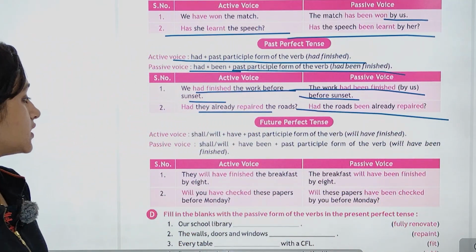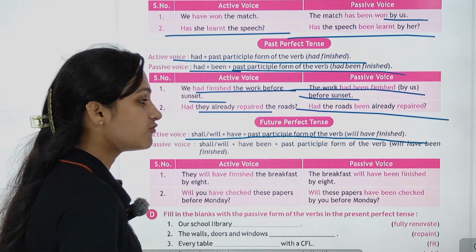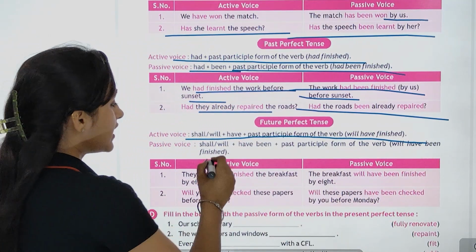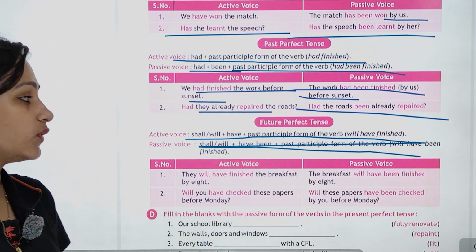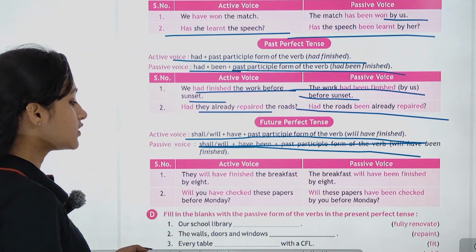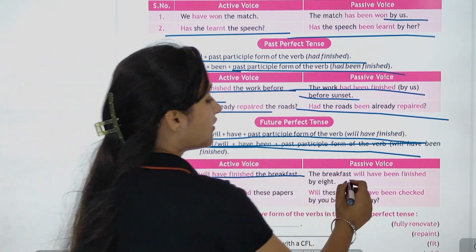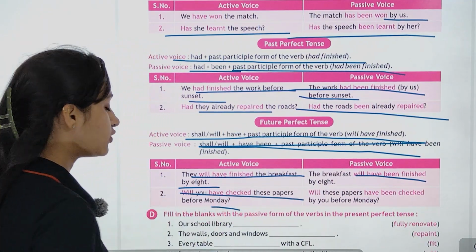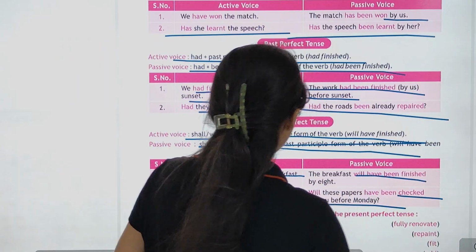Future perfect tense. Active voice shall, will plus have plus past participle form of the verb like will have finished. Passive voice shall, will have been plus past participle form of the verb like will have been finished. Active voice में क्या होता है? They will have finished the breakfast by 8. The breakfast will have been finished by 8. Will you have checked these papers before Monday? Will these papers have been checked by you before Monday?